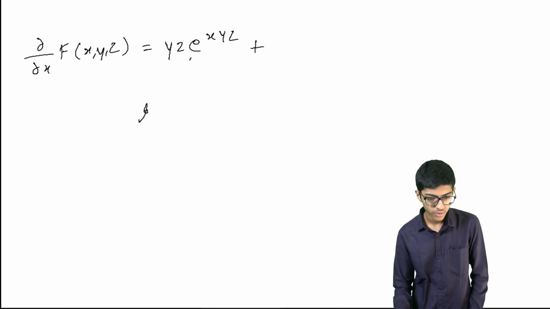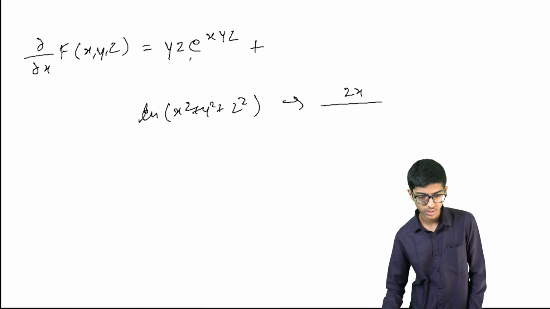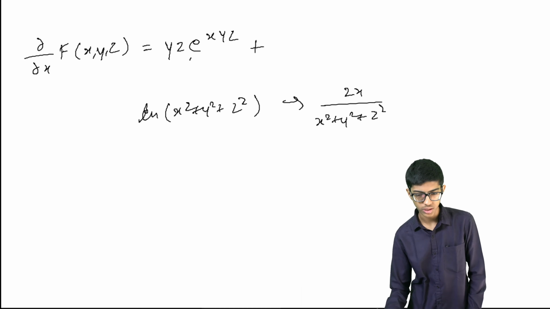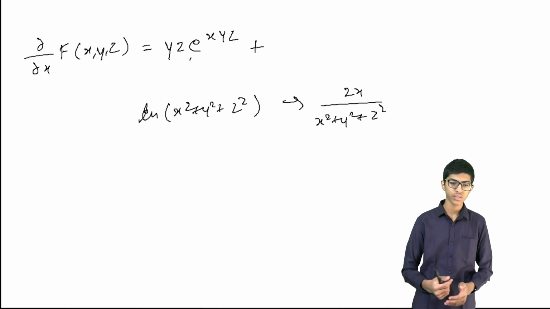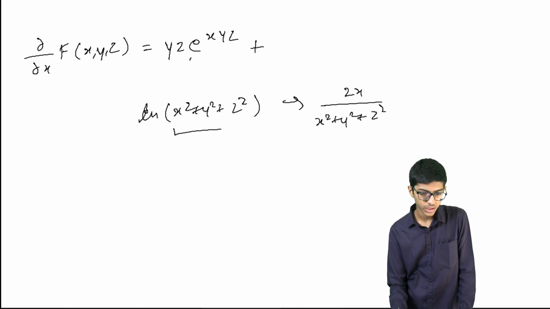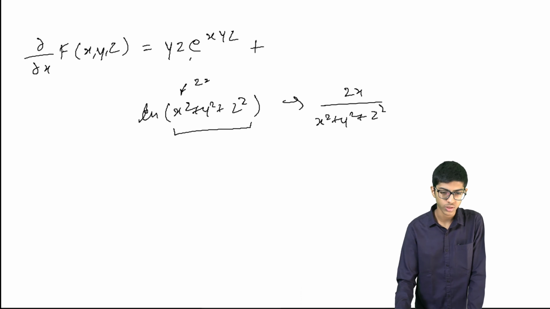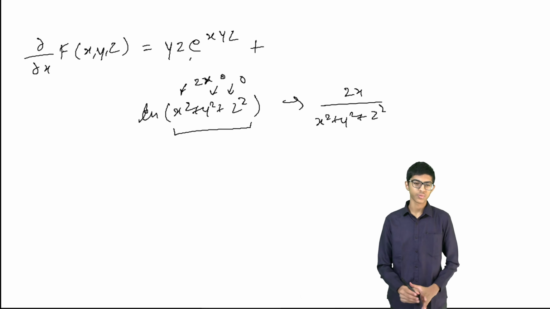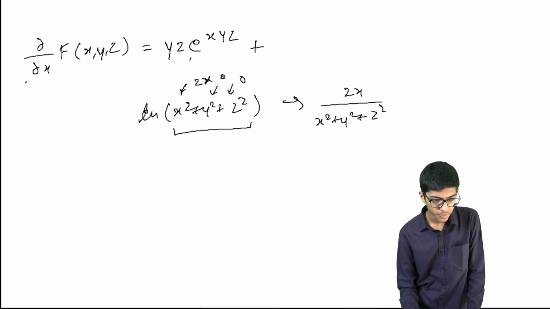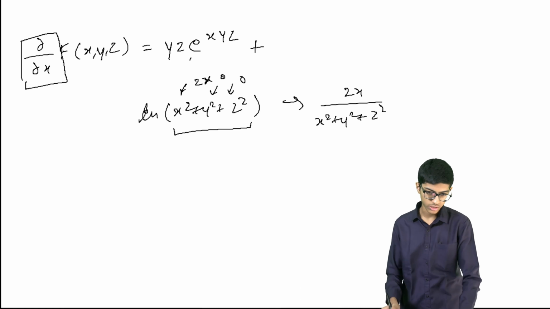Next we have ln of x square plus y square plus z square. Similarly, we get here 2x by x square plus y square plus z square. Since we first take the derivative with respect to x square plus y square plus z square, that is 1 by the value, and then we take the partial derivative with respect to x. So x square gives us 2x, and these two give us 0, as we suppose they are invariant with respect to x. So while finding the partial derivative with respect to x, we hold y and z as constants.